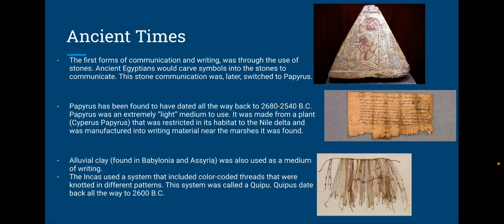Another medium of writing used back then was alluvial clay, which was found in Babylonia and Assyria, although this medium is not used as frequently as the others. Lastly, the Incas used a system that included color-coded threads that were knotted in different patterns. This system was called a quipu. Quipus date back all the way to 2600 BC.